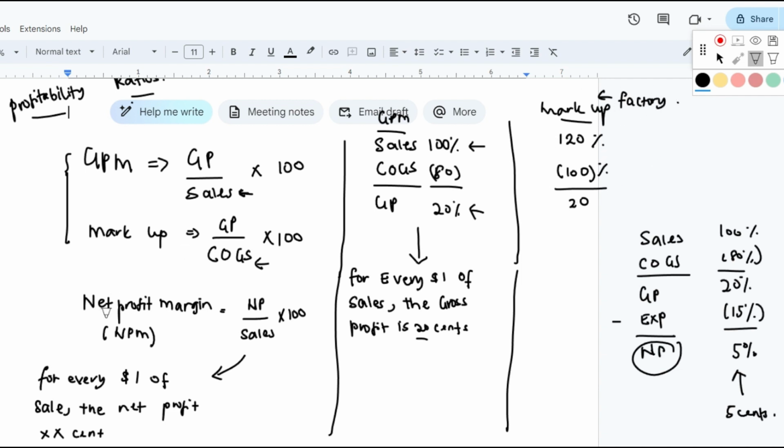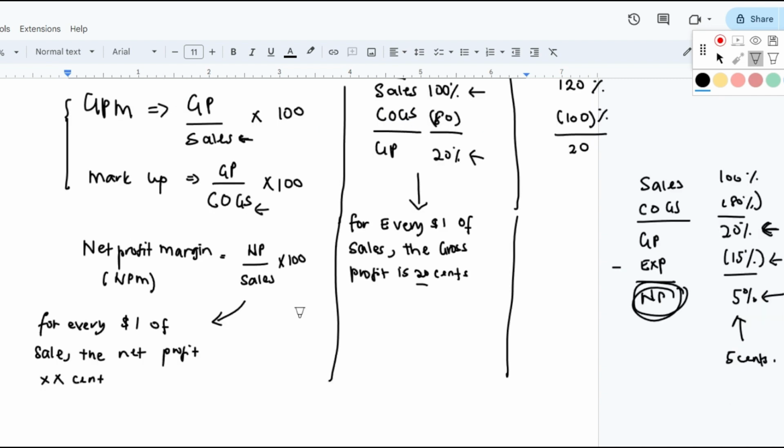Now, what does net profit margin tell us? Now, we got our GP here, right? Sales minus cost of goods sold, you have your GP. Now, you minus your expenses, you get your net profit. Got it? So, how do we figure out net profit margin? Net profit over sales times 100. So what does this tell us? This tells us for every $1 of sales, the net profit is XX cents, whatever cents they've given you or percentage you've calculated. Got it?